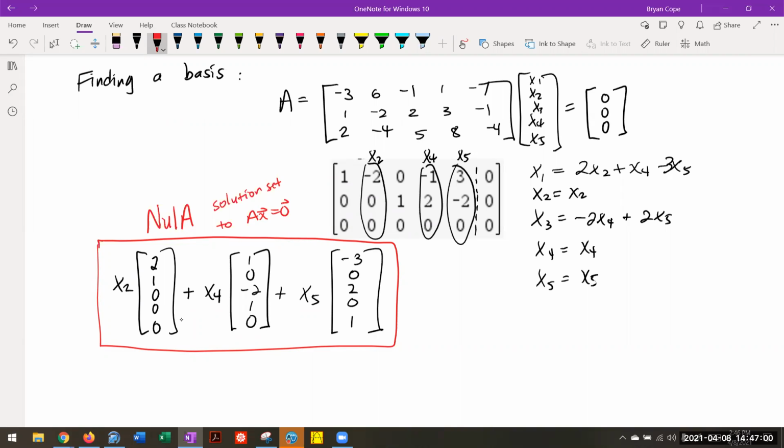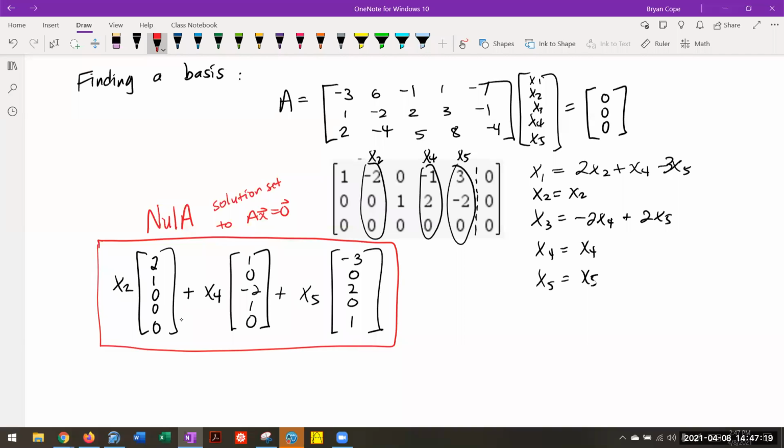Okay, I want to actually read a blurb straight out of the textbook to explain why that's true. Put equals 0 vector, right? No, we would not put equals a 0 vector there. The only thing we would add to that is we could say equals x1, x2, x3, x4, x5.